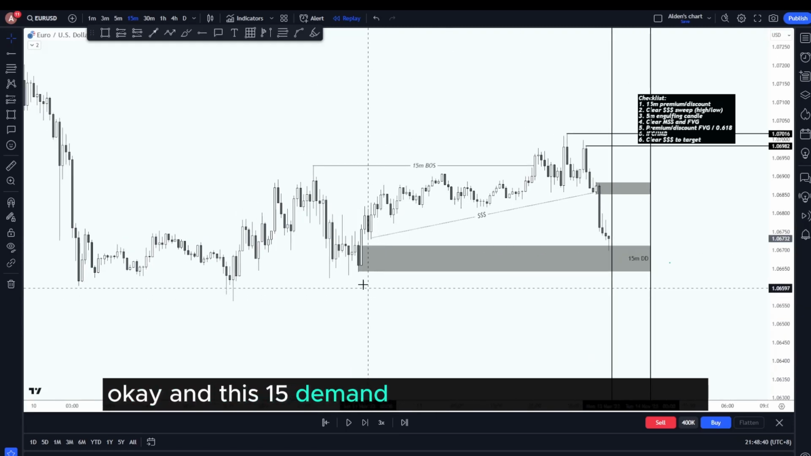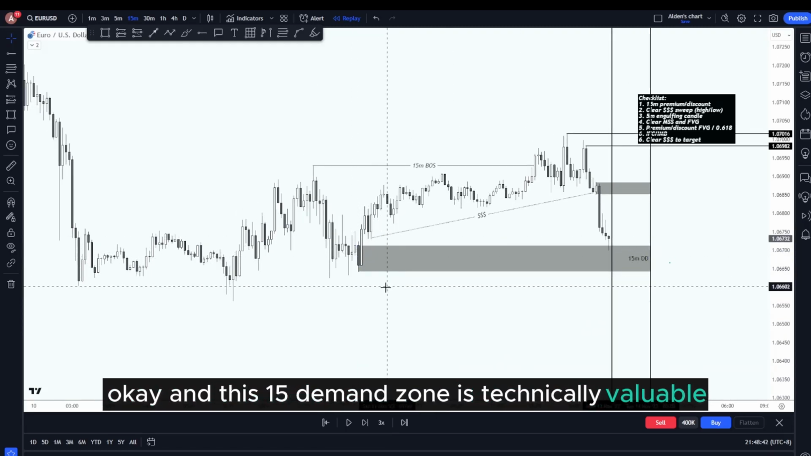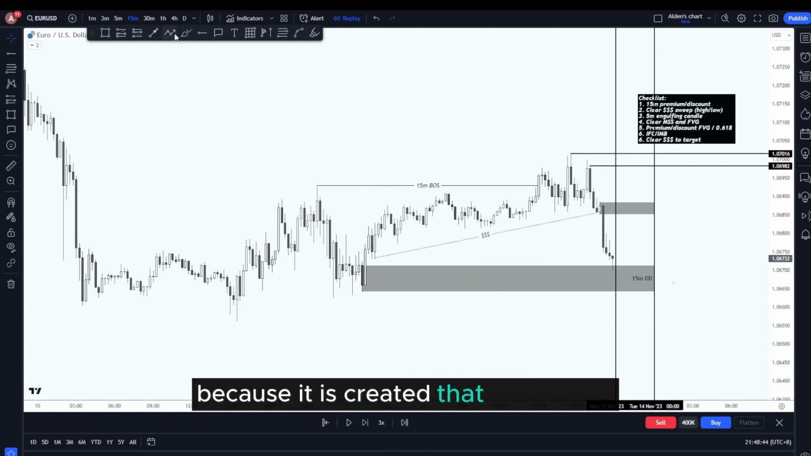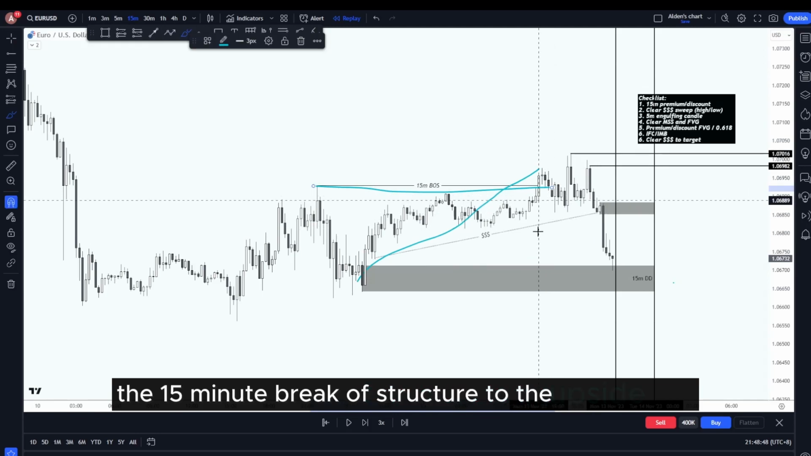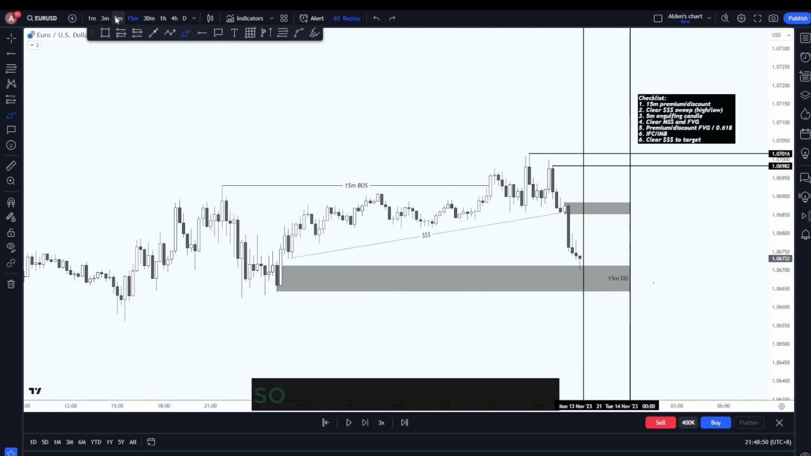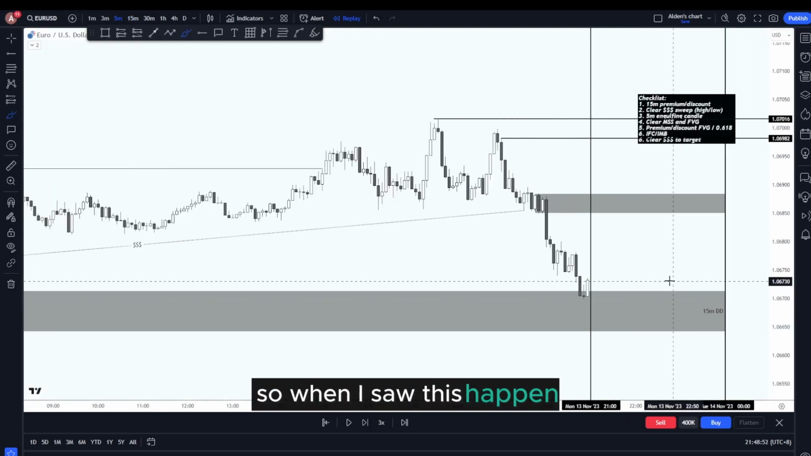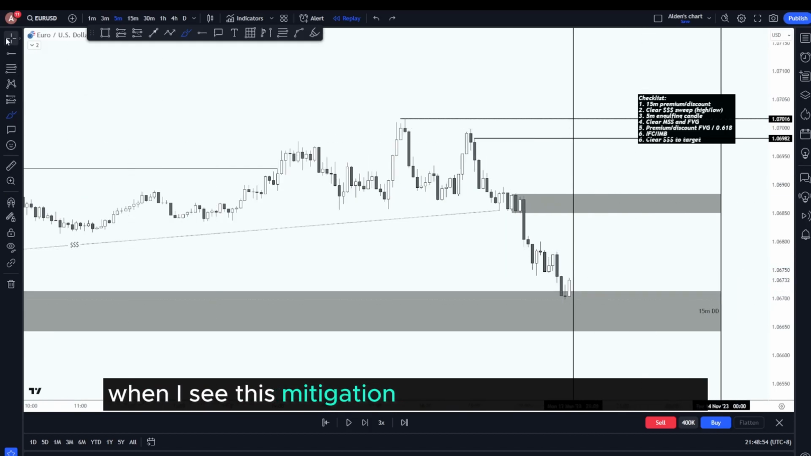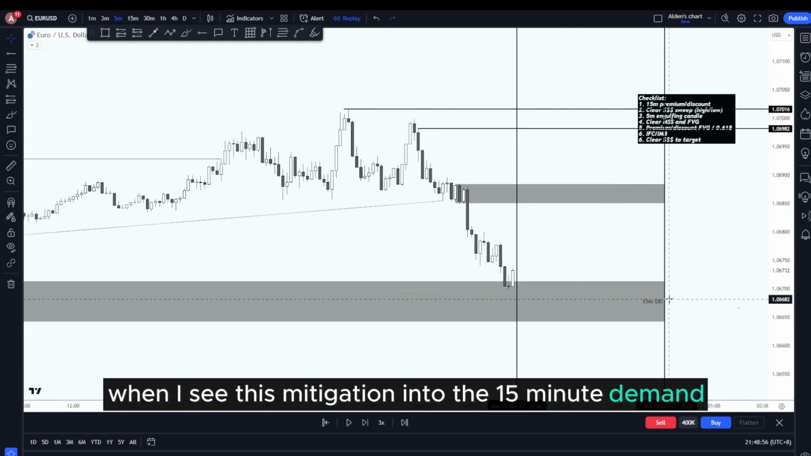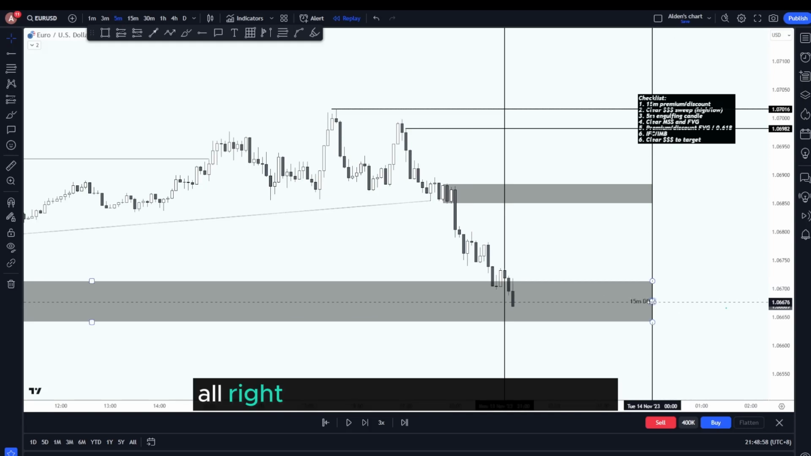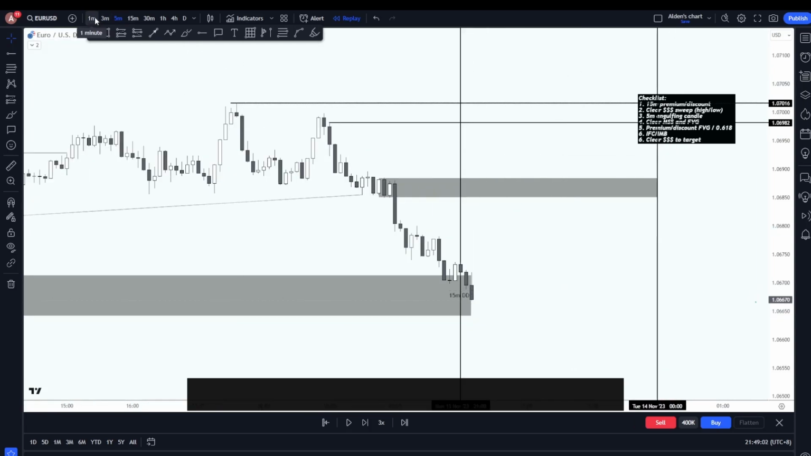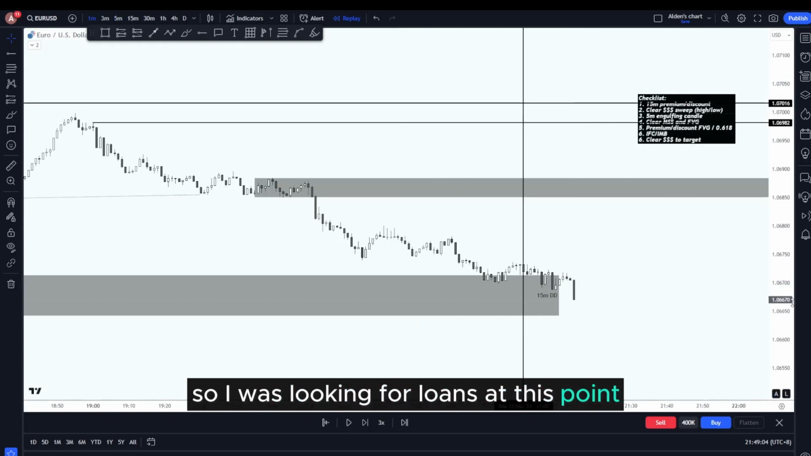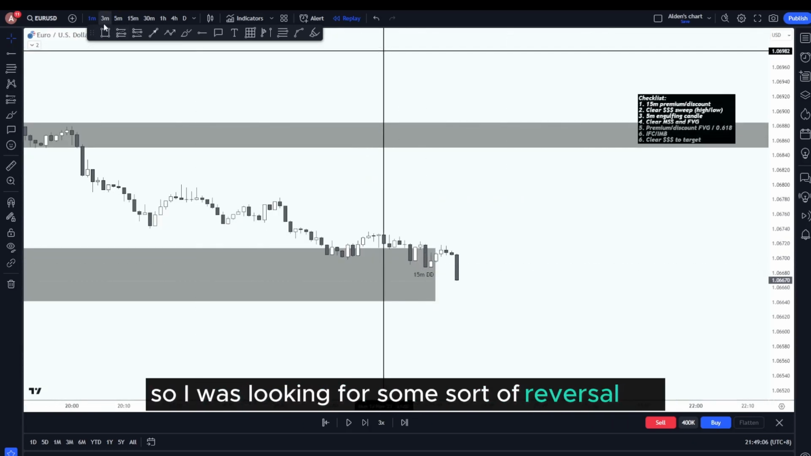And this 15-minute demand zone is technically valuable because it has created that bullish leg which caused the 15-minute break of structure to the upside, right? So when I saw this mitigation into the 15-minute demand, 50% of the demand zone has been mitigated. So I was looking for longs at this point. So I was looking for some sort of reversal, right?